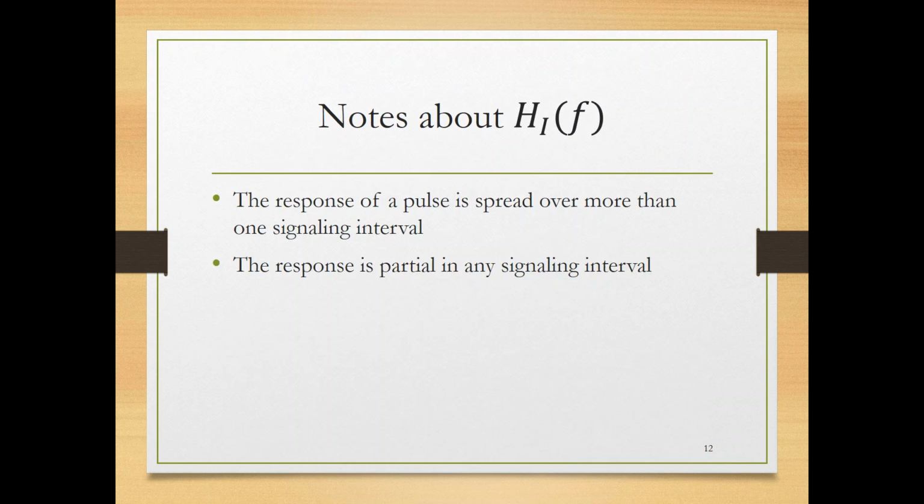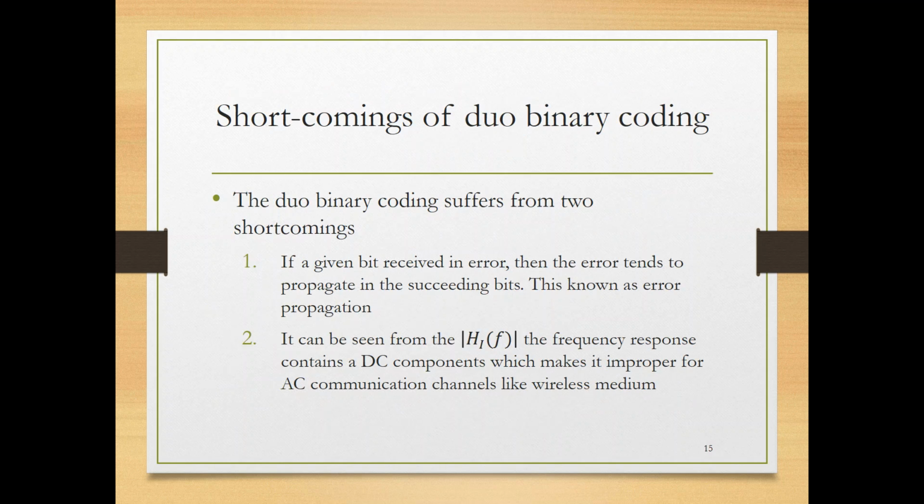And also we talked briefly about the shortcomings of this scheme, the drawbacks, the demerits, the disadvantages of duobinary signaling. We said the first one is error propagation. When you make an error in one of the bits, it affects the other consecutive bits after it. And also it has a DC value at zero frequency. We have seen this from the frequency response of the duobinary signaling system that there is a DC value. What DC means: at frequency equals zero, you have a response.